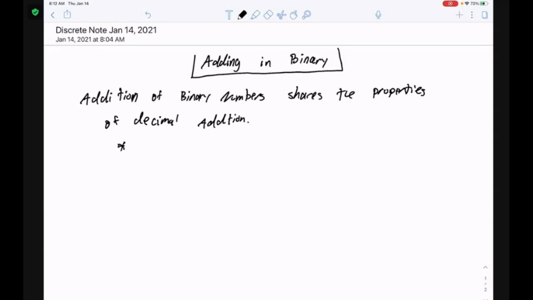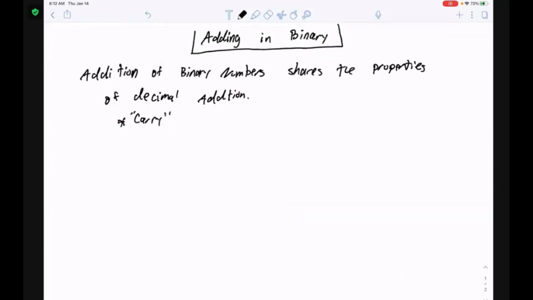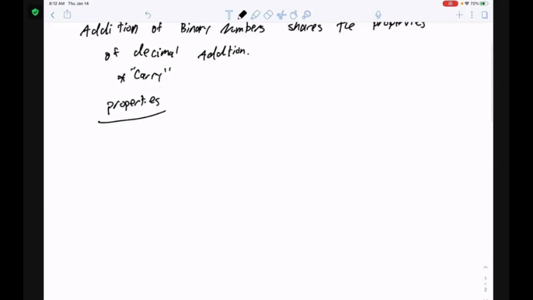More importantly, the biggest idea is, of course, the carry piece, where we need to carry the value over to the next highest term. So, what do I mean by that? Well, first off, the main properties of binary: if we add 0 plus 0, what do we get? You tell me. What do you think you get?